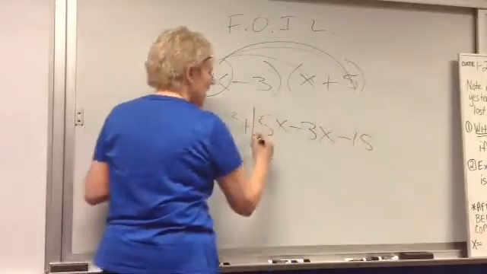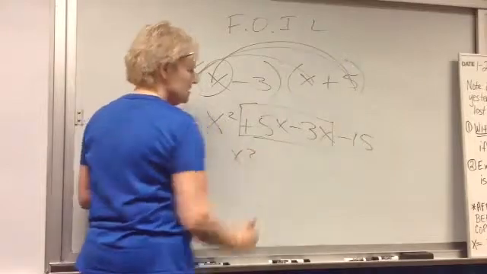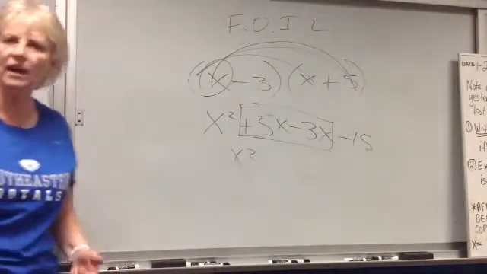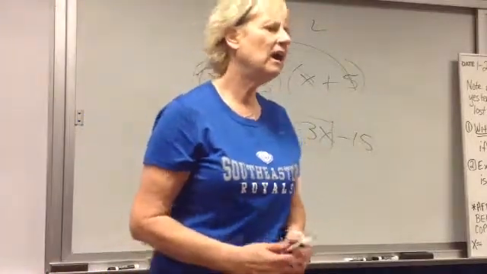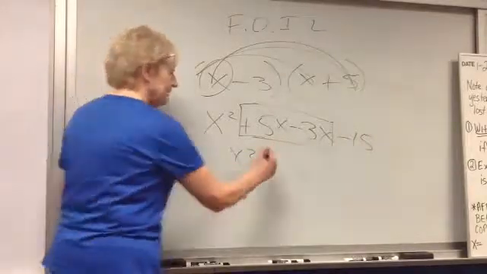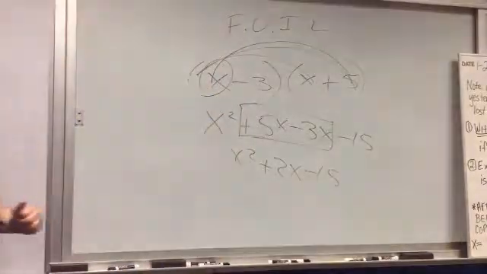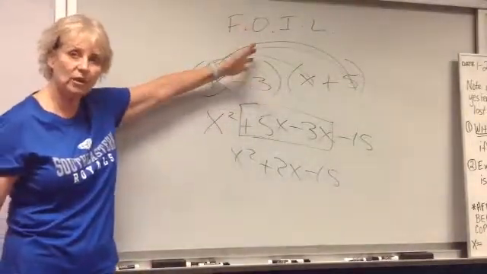And then you can only add like terms. X squared. You're done, right? I'm not done. Tell him why I'm not done. Andrea, you have to combine like terms. Combine like terms, and then you're done. Questions? Now, first, outer, inner, last only works for binomial times binomial.